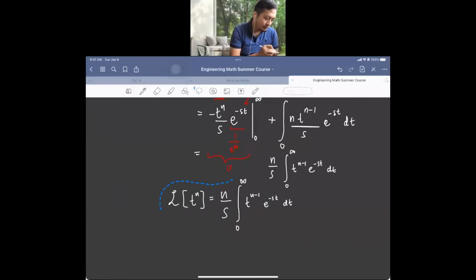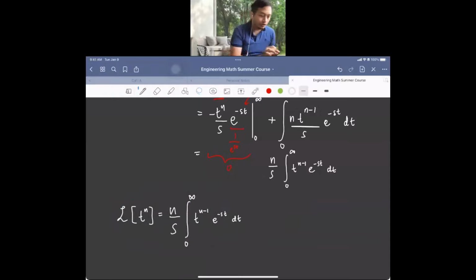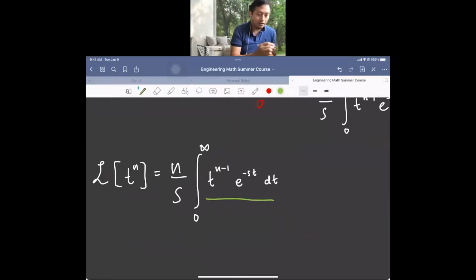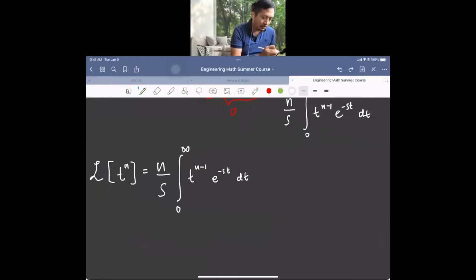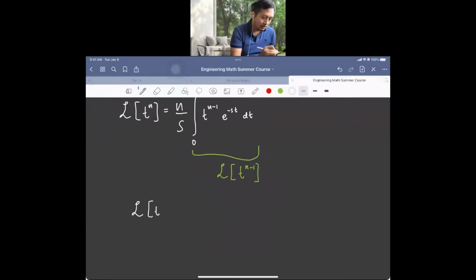And then what's happening? You could try to integrate by parts this whole integration, but let me just give you this conclusion, that this integration is Laplace of t^(n-1). So the Laplace of t with power n is equal to n over s, Laplace of t with power n minus 1.